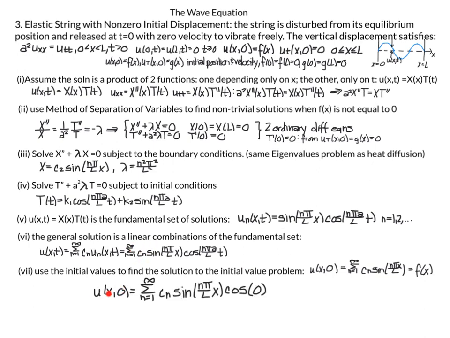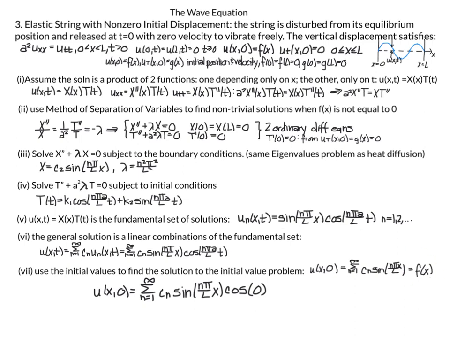So plugging in u of x,0, again looking at time t equals 0, that is by this formula the summation from n equals 1 to infinity of Cn sine of n pi over L times x, and x is still x. It's t that's equal to 0, times cosine of n pi a over L times t equals 0. So this is just cosine 0. What we get is u of x,0 is equal to the summation from n equals 1 to infinity of Cn sine of n pi over L times x, and that's equal to our f of x, our initial displacement function.